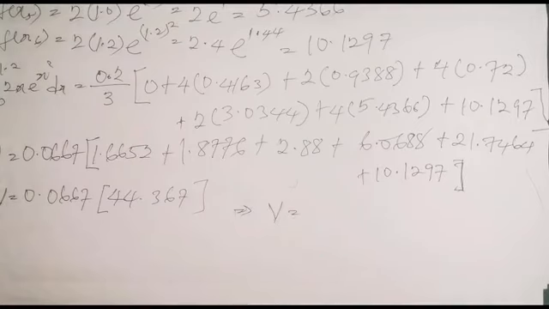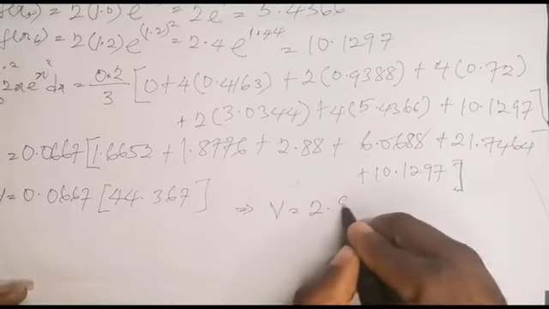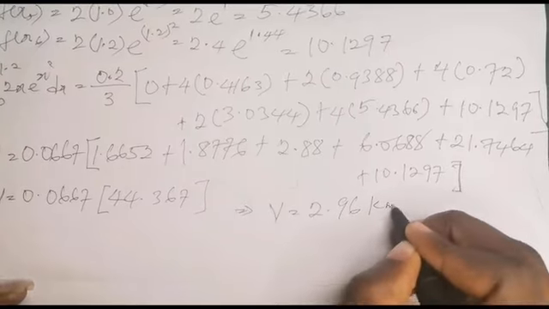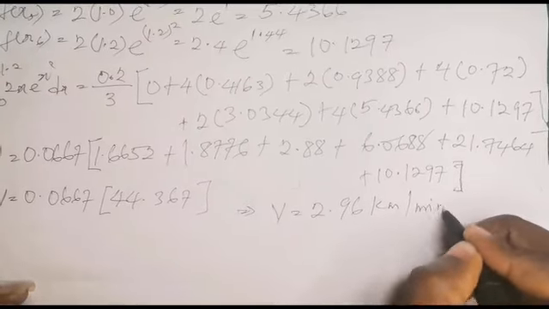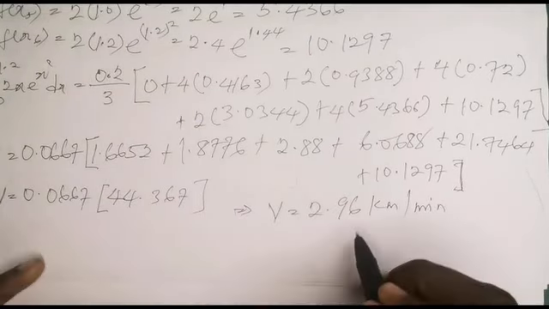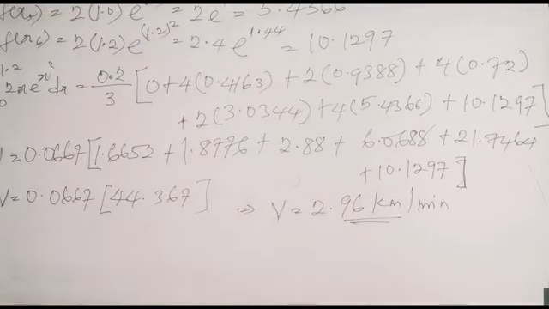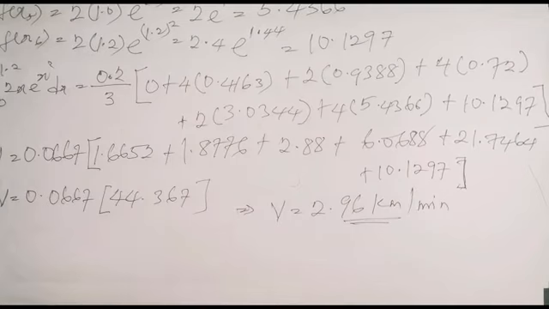So this will actually give us the approximate value of the velocity. Multiply now by 0.0667. That simply gives us approximately 2.96 kilometer per minute. If you want to convert this to meter per seconds, you can go ahead, but I am keeping it in kilometer per minute. So this becomes the approximate value of that velocity using Simpson's 1/3 rule.